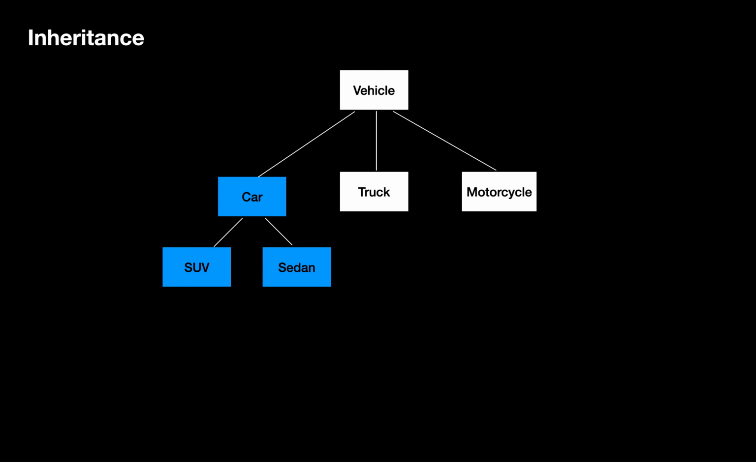Inheritance. Inheritance is an object-oriented principle by which one class is allowed to inherit features of another class. In this example here, car, truck, and motorcycle all inherit from the class vehicle, and SUV and sedan inherit from the class car. So class car can have some common properties. For example, has a steering wheel or has four wheels, which both SUV and sedan can inherit.